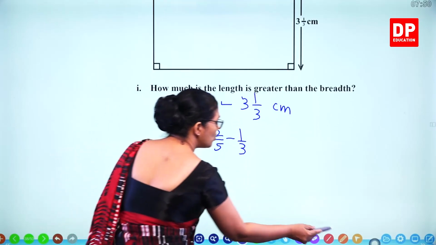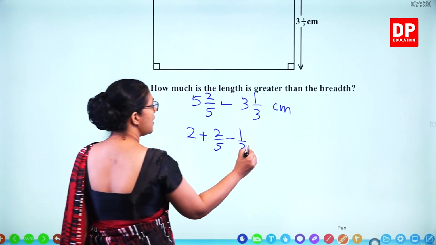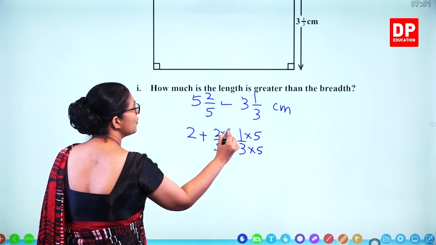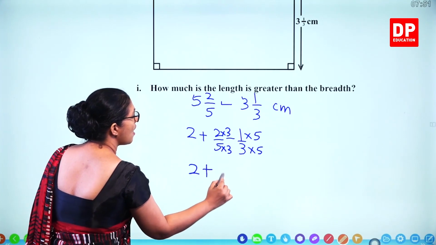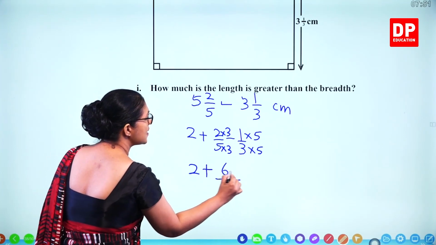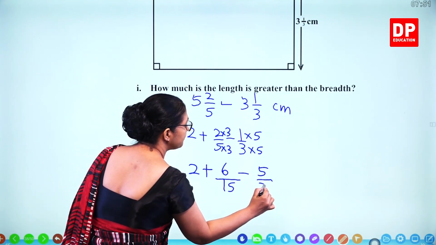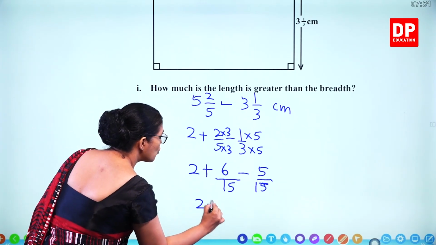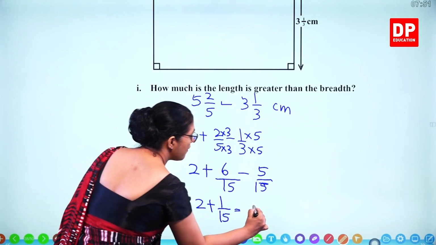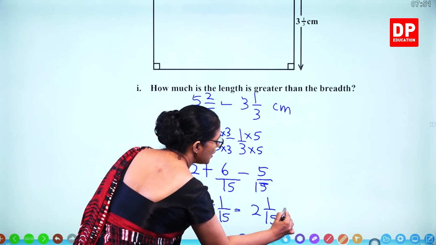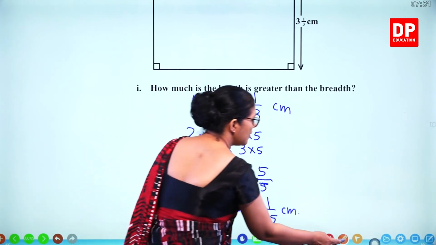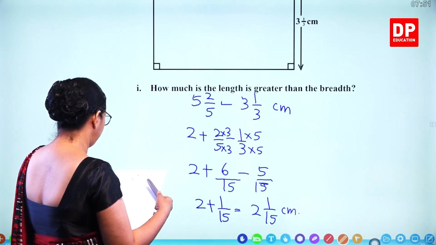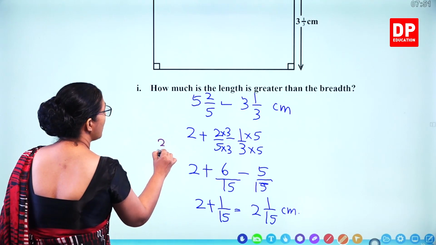How do you convert to the same denominator? Here you have to multiply by 5, and this one by 3, to get the same denominator. 15 is the common denominator. This is 6 and this becomes 5. So 6 minus 5, that's 1. So 2 plus 1 over 15, you can write as 2 and 1/15 parts bigger than the breadth. Three marks you are getting.